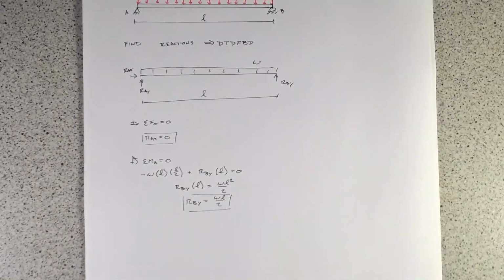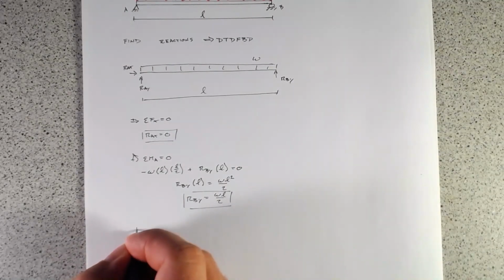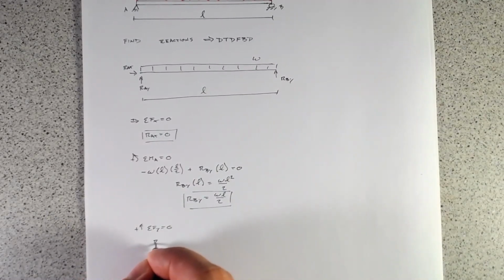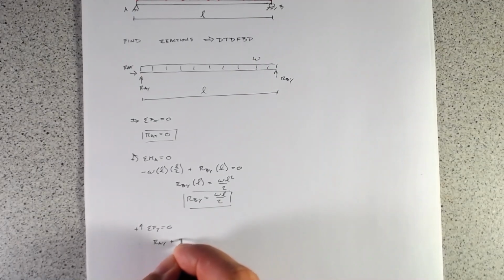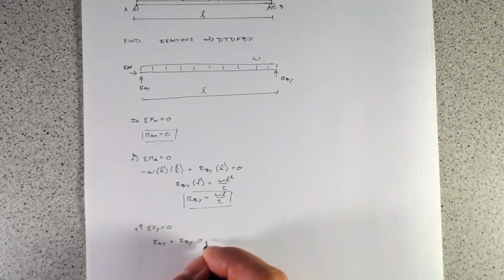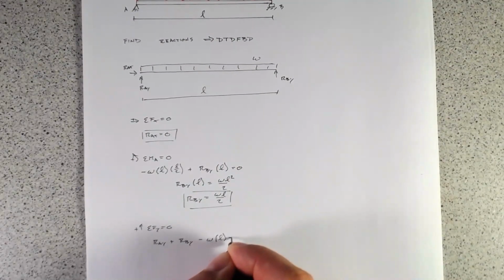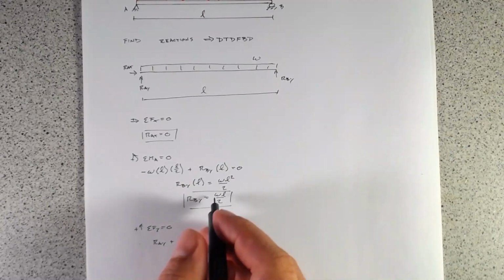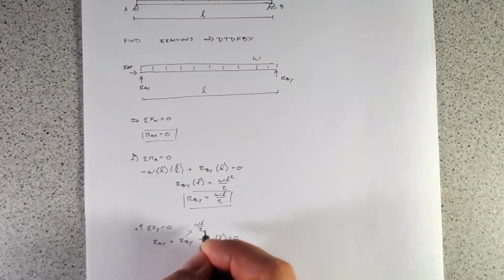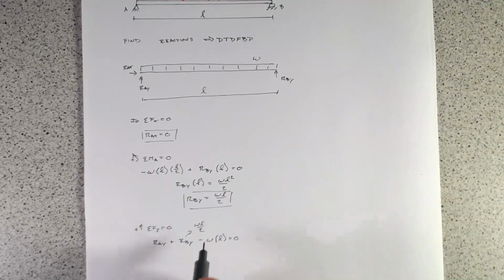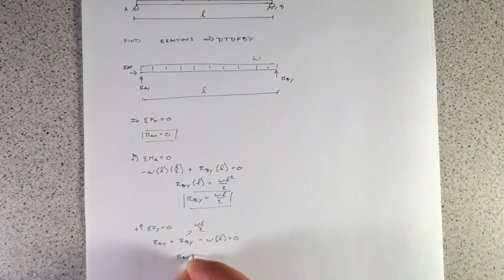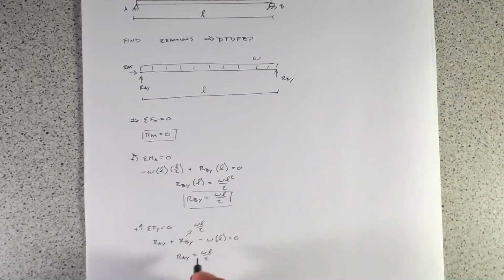And then finally, let's sum the forces in the y. We have RAY plus RBY minus W times L equals 0. We get RBY is WL over 2. So if we solve all of that, we have WL minus WL over 2. That gives us negative WL over 2. Put that to the other side. We get RAY equals WL over 2.